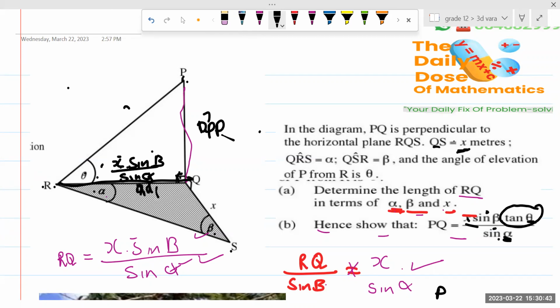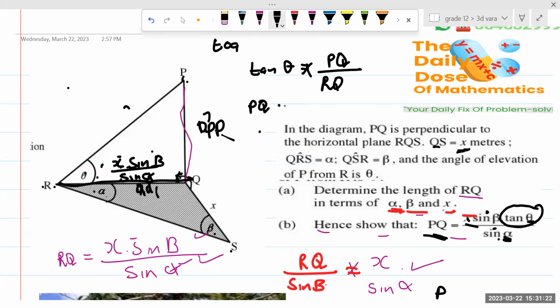Then we're going to use SOHCAHTOA. TOA: opposite over adjacent. Then we can say the tan of theta is going to be given as opposite over adjacent. What is opposite? Opposite is PQ, all over, what is our adjacent side? We know what our adjacent side is right now, so for now, let's simply write it as RQ. And then we cross multiply. We want to be left with only PQ because they said PQ should be the subject.